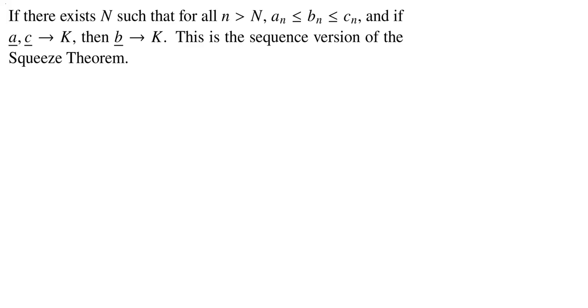Hello again, everybody. In this video, we're going to prove a sequential version of the squeeze theorem. The squeeze theorem is telling you when you have three sequences, say a_n, b_n, and c_n, where you know that the a and the c sequences converge to the same limit k, and where you know that at least if you go out far enough, the sequences are ordered, right? a_n is less than or equal to b_n is less than or equal to c_n, then the middle sequence, this b sequence, also has to converge to k.